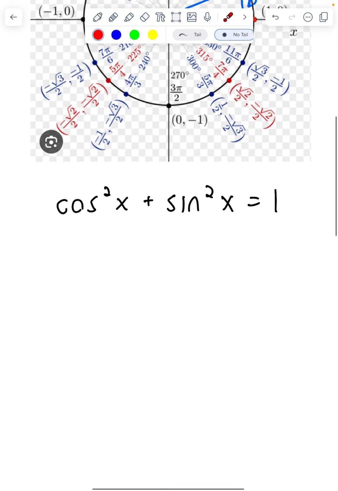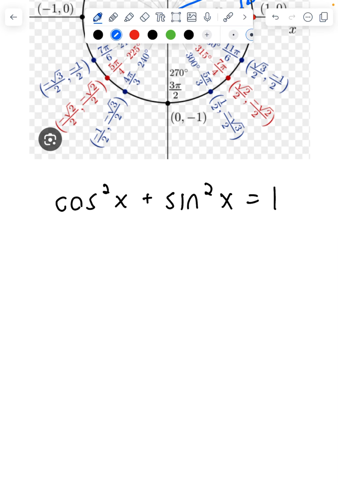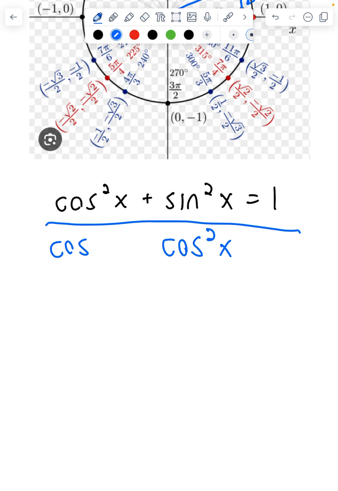Now, how can I get any other trig identity I want out of that? All I'm going to do is make this whatever I want it to be. How so? Let's say I'm looking for tangent. All I've got to do is make tangent. So I'm just going to go through here, and I know tangent is sine over cosine, so I'm going to divide each part of this by cosine squared x, divide by cosine squared x, divide by cosine squared x.